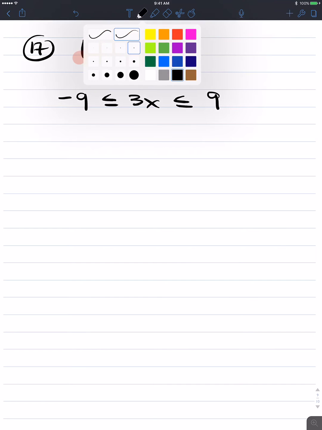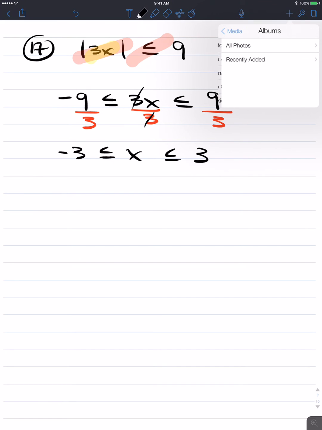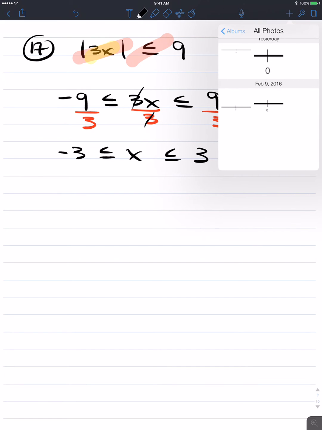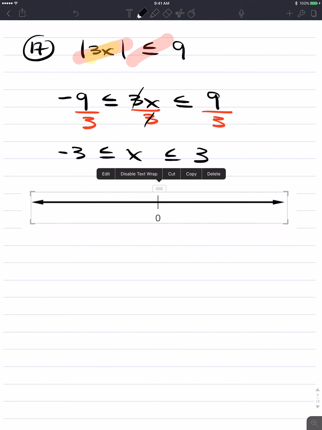I'm going to solve for x. I can solve for x by dividing the middle term by 3, the right term by 3, and the left term by 3. What I end up with is negative 3 less than or equal to x, which is less than or equal to positive 3. This is the between situation. I'm going to shade numbers that are between negative 3 and positive 3.